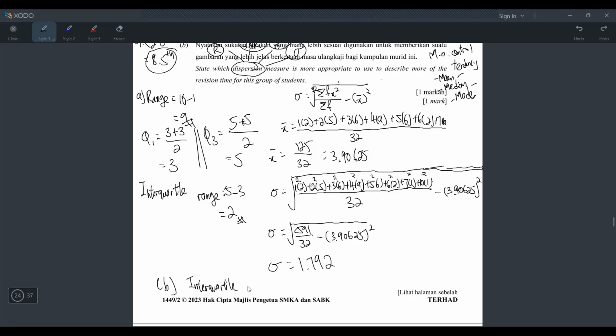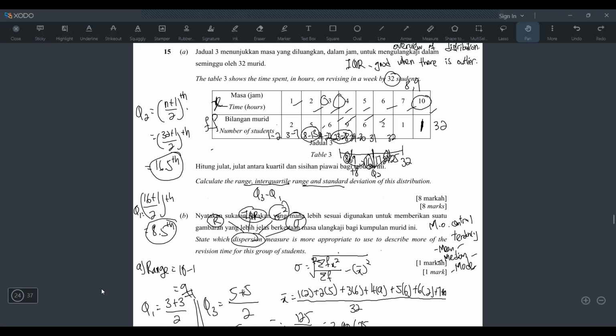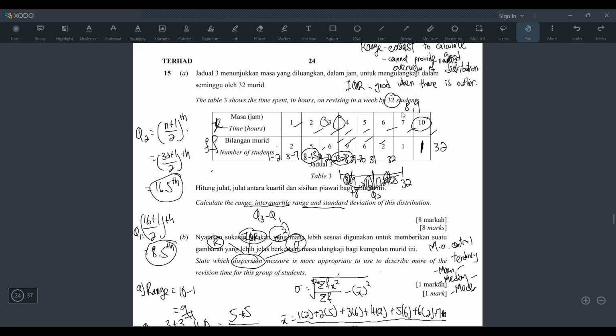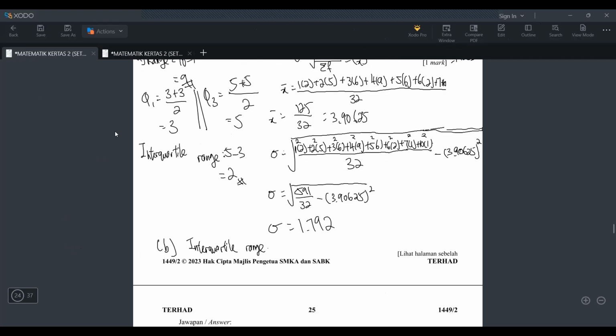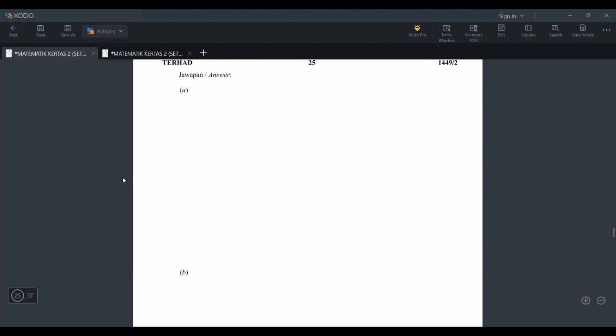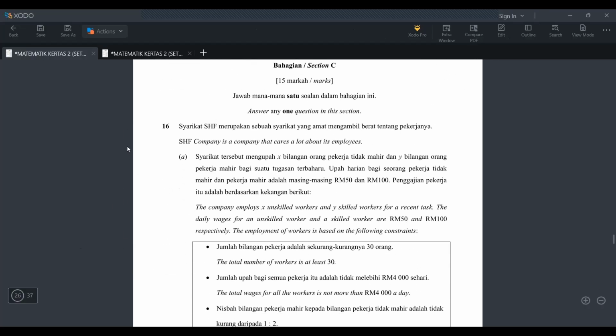But they never ask for a reason, right? They just say state which dispersion measure is to describe. So the answer is interquartile range. You can also give the reason, because interquartile range is good when there is an outlier, if you want. But this question is only 1 mark and they never ask you to write a reason, so you don't have to write it.